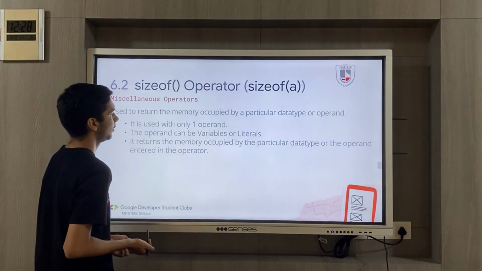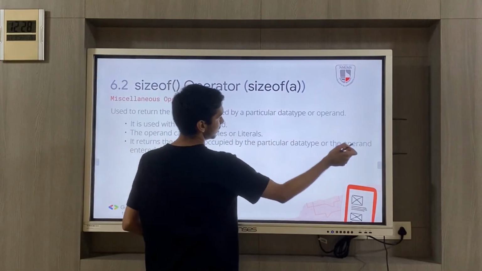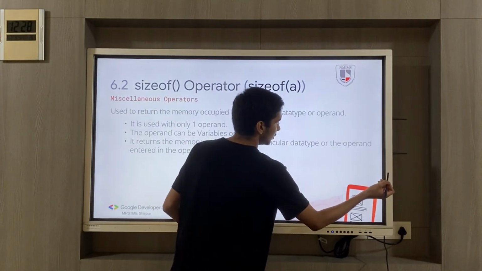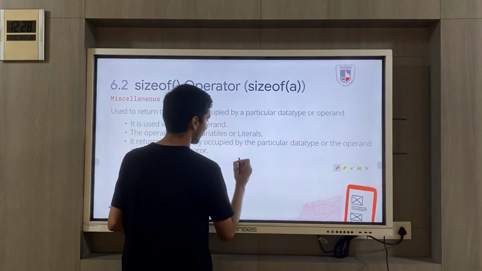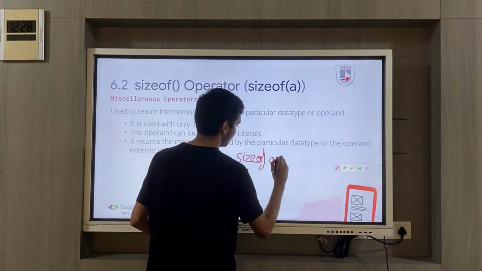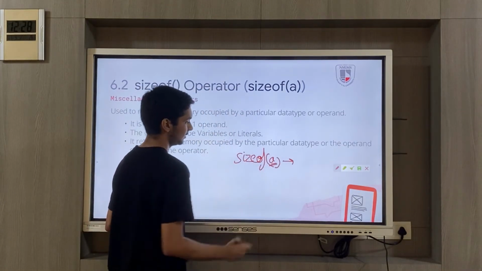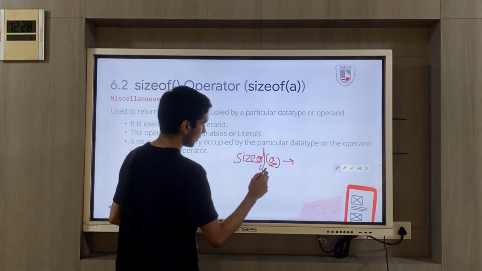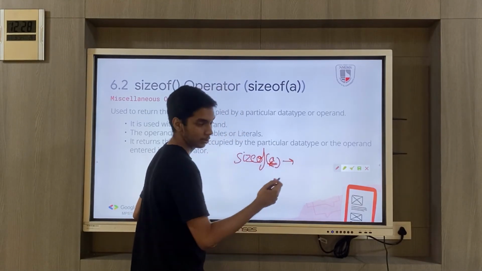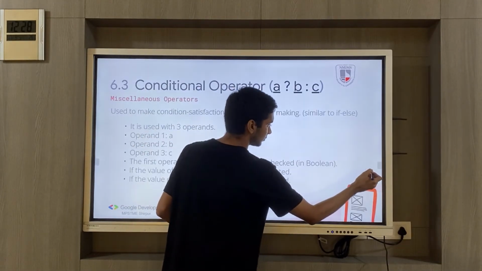Now next is the sizeof operator. We have seen this, we put something inside the parentheses of sizeof. If I write sizeof A, it will return how much memory this variable A is taking. If it is an integer, it will return how much memory allocation that is taking, and so on.